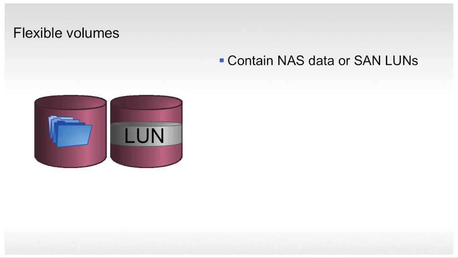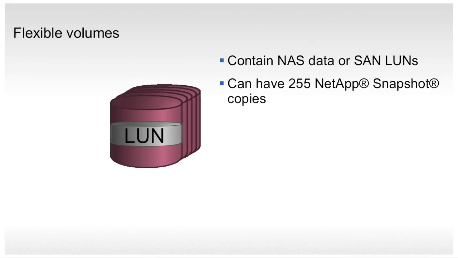NetApp recommends that NAS data and SAN LUNs not be mixed in the same volume because each may have very different backup requirements. Two volumes are shown here for simplicity, but many FAS systems support up to thousands of volumes per controller and up to 12,000 volumes in a cluster. Each volume can have up to 255 snapshots. Snapshot copies are a powerful element of Data ONTAP, and they are the basis of most NetApp application technologies.